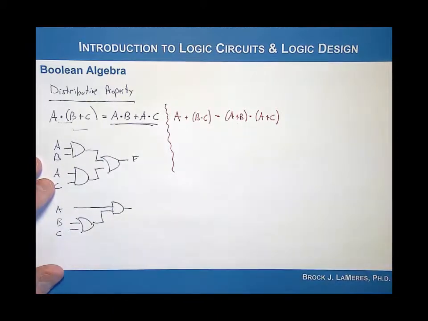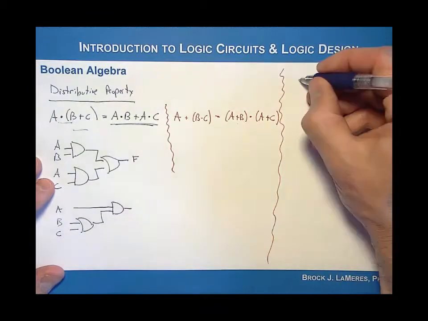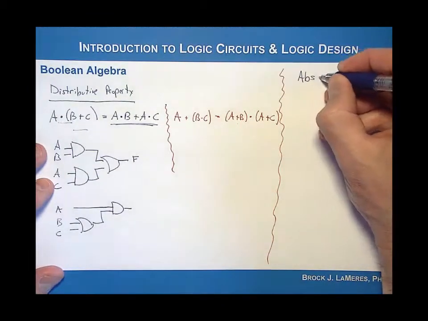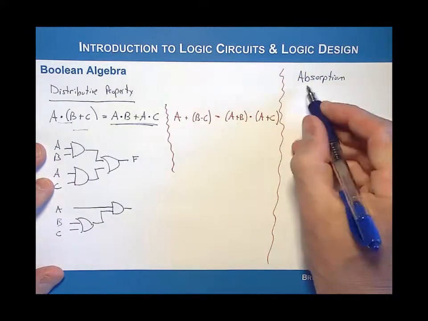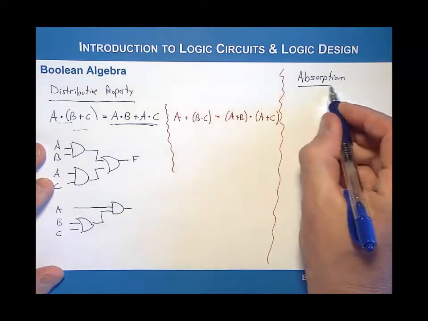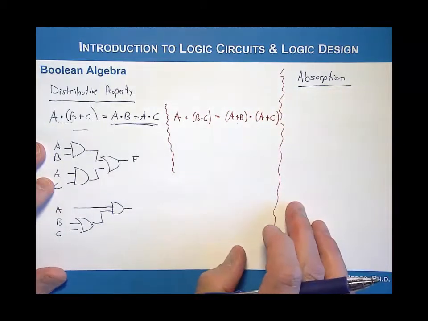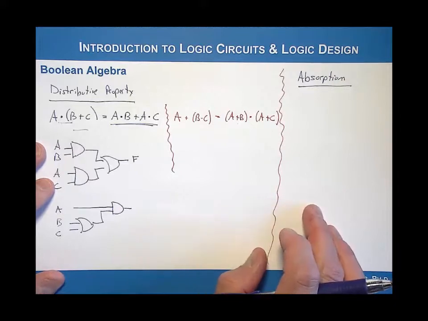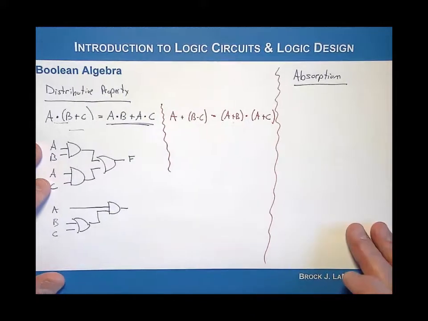Okay, so let's also take a look at the next one, which is going to be called absorption. So the absorption theorem says that if a term within a logic expression produces the same outputs as another term, the second term can be removed without affecting the result. Okay, so that's the textbook definition of this.